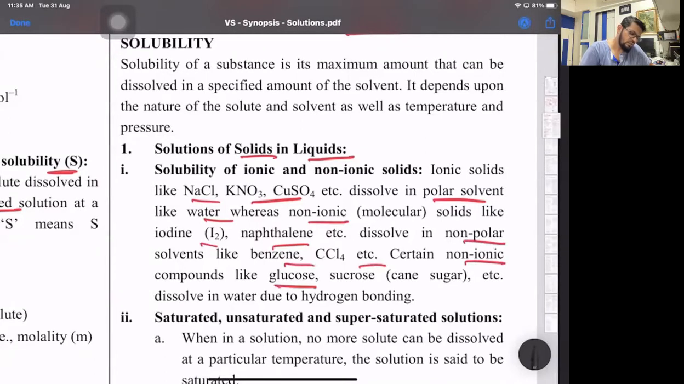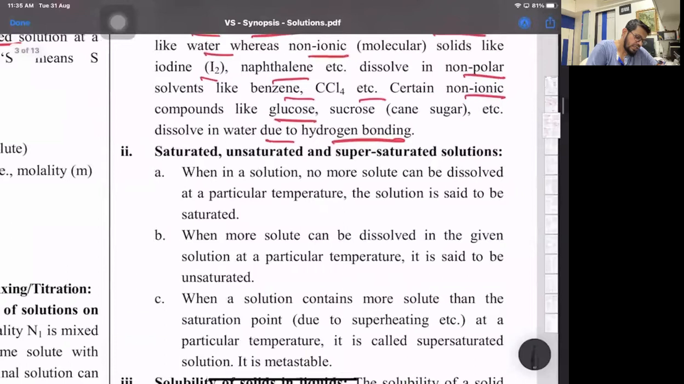Non-ionic compounds can also dissolve in water due to H bonding. So we have certain compounds which are non-ionic, like sugars. Sugars don't have any charges, glucose, sucrose, fructose, but they are soluble in water due to hydrogen bonding. Then the three solutions, we know this: saturated, unsaturated, supersaturated solution. We have done the ionic product principle of solubility.